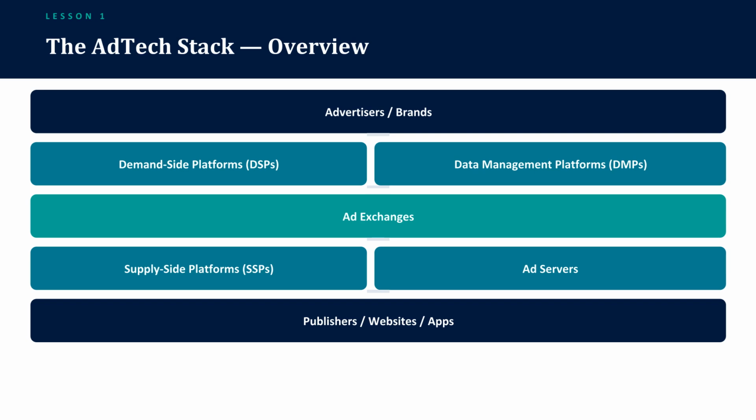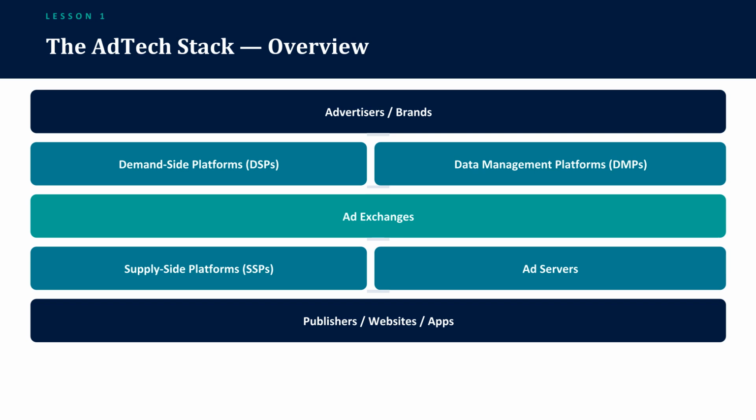Demand-side platforms, or DSPs, sit on the advertiser side. They are the tools advertisers use to buy ad space programmatically. Data management platforms, DMPs, sit alongside DSPs. They supply the audience data that makes targeting possible. In the middle, ad exchanges. This is the marketplace where buying and selling actually happens, the auction house.